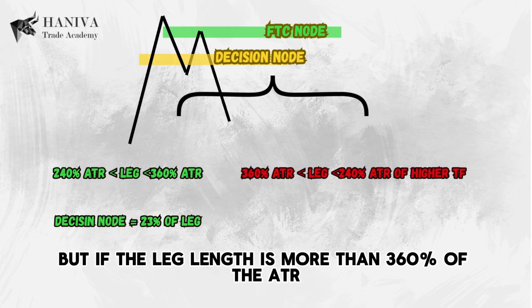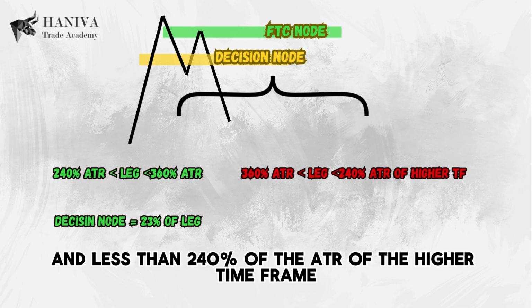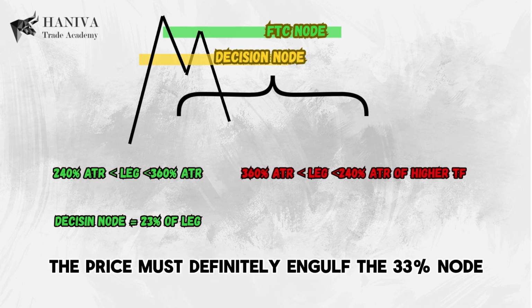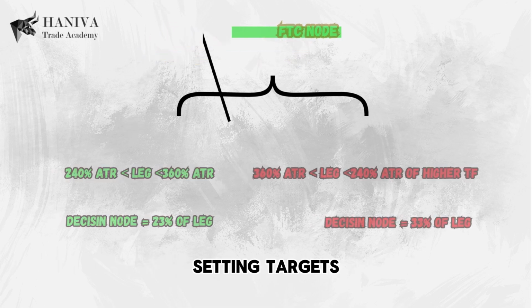But if the leg length is more than 360% of the ATR of the same time frame and less than 240% of the ATR of the higher time frame, the price must definitely engulf the 33% node for us to consider it a pivot.